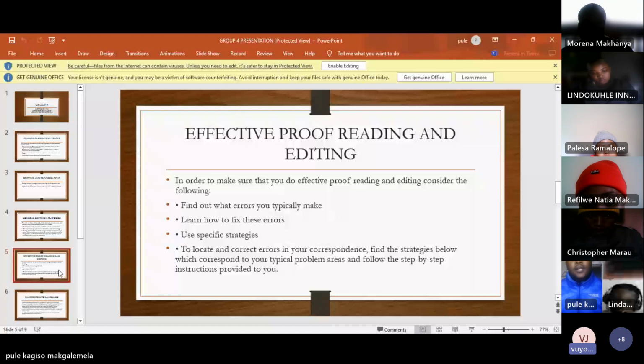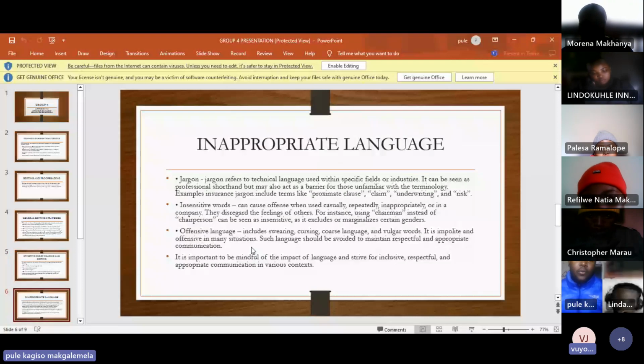So there is inappropriate language, which includes jargon, insensitive words, and offensive words. Jargon is the technical language used within specific fields or industries. It can be seen as professional shorthand, but may also act as a barrier for those unfamiliar with the terminology. Example: insurance jargon includes terms like proximate cause, claim, underwriting, and risk.